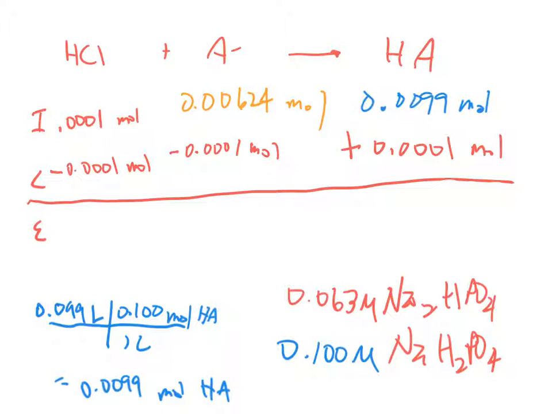Now we just do the math from the initial to change. So therefore 0.0001 minus 0.0001 is 0, which makes sense because it's going to react until the strong acid is gone. Okay, and we're going to subtract the 0.0001 from the other one, and you're going to get 0.00623 moles of A minus. Right? Because it's going to be disappearing, because for every mole of HCl, 1 mole of the A minus will be disappearing.